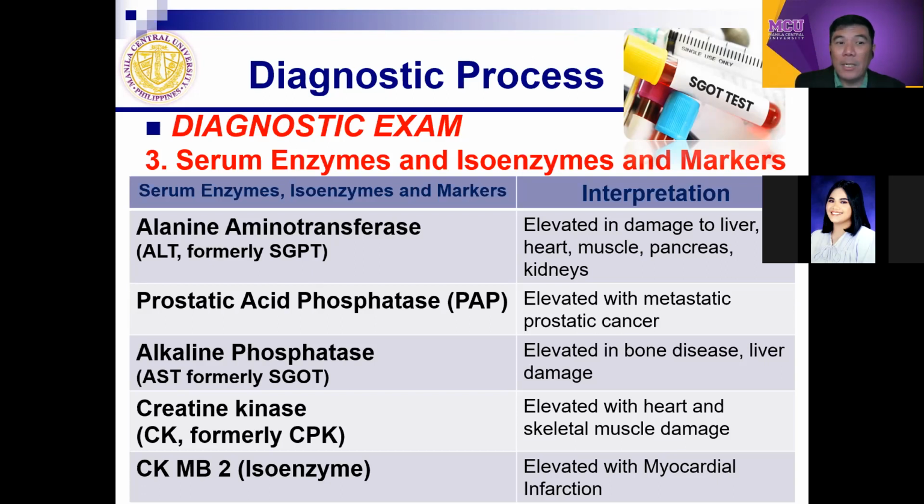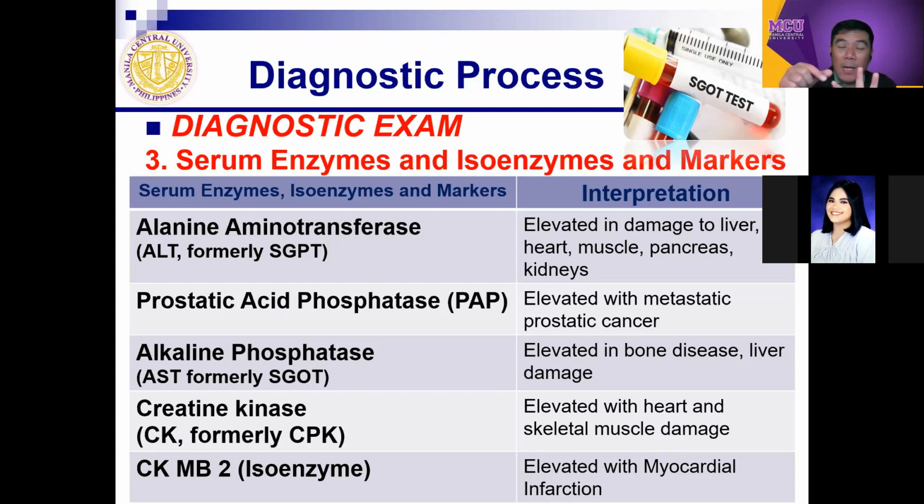They are always partners. So now, the SGPT and SGOT are really called alanine aminotransferase, and the other one is alkaline phosphatase. So what are the other interpretations that we may have for elevation when it comes to liver damage? Other than the liver, SGPT or alanine aminotransferase, if it is elevated, is also an indication of damage to the heart, muscle, pancreas, and kidneys.